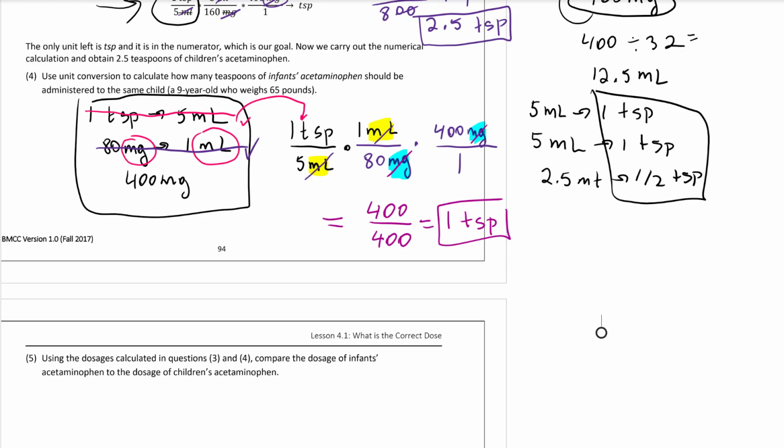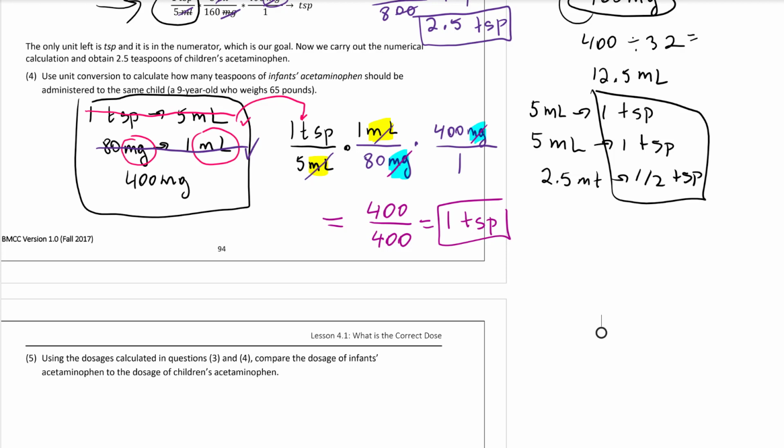So now the question is, looking at those two, question number 5, asking to compare them. So how do they compare? 2.5 teaspoons, how does it compare to 1 teaspoon? I'll give you a moment to sort of pick a choice in terms of the comparison.